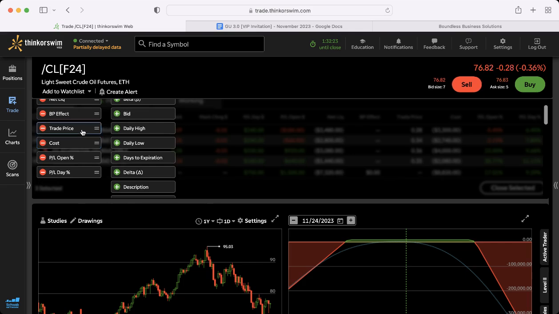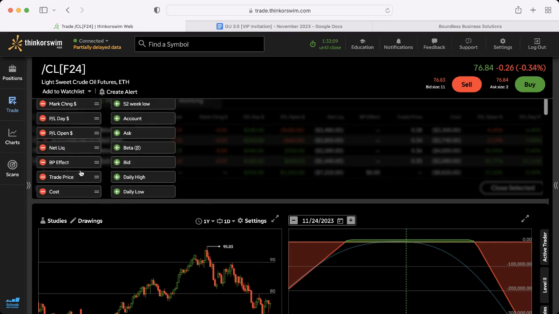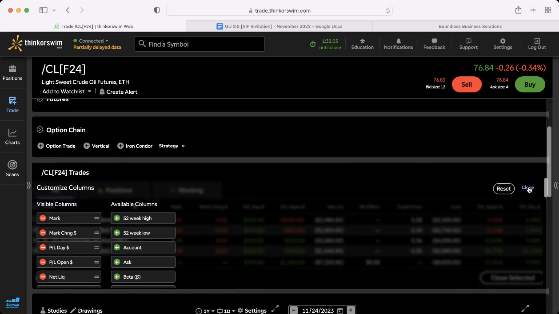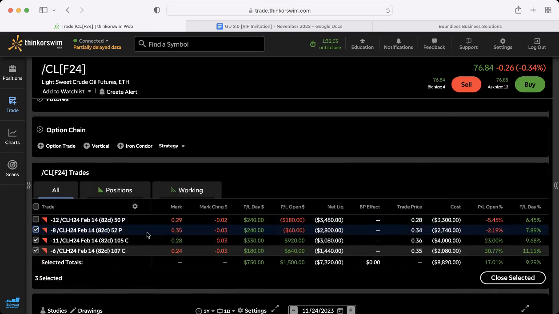Trade price is the decimal point of what the option was at when you sold it, and the cost is what you received, the credit into your account. And then my P&L open percentage and my P&L day percentage. Those are the things that I like to have open. So if I close this again, you can see that's what I have. My mark change, P&L day, P&L open, net liq. BP effect doesn't even show up here.